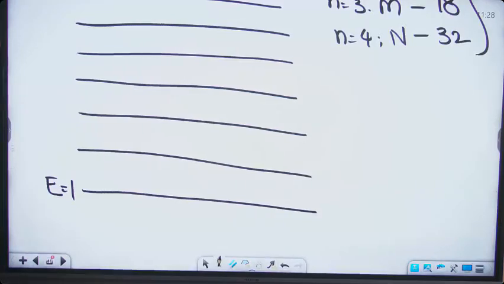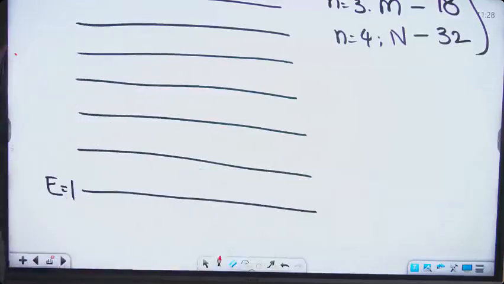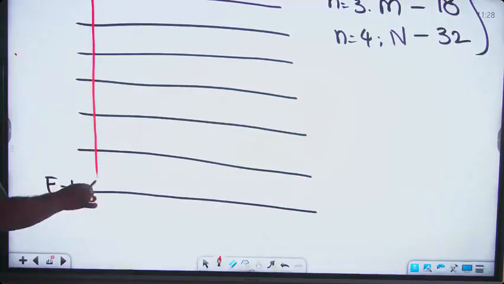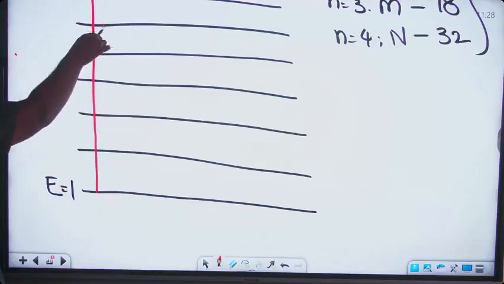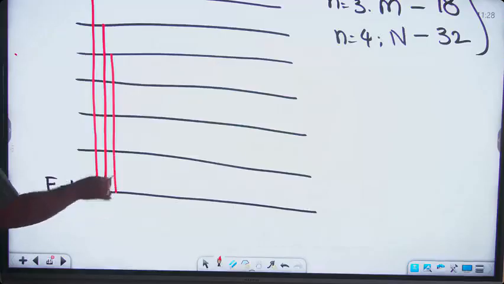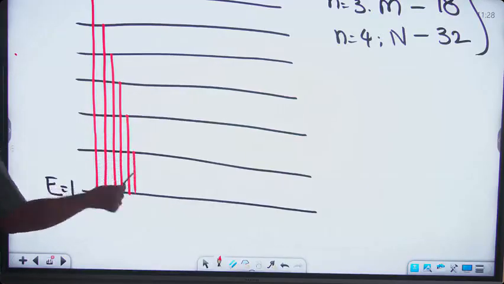Then in that particular case, whenever the electrons are moving from higher energy levels to various energy levels, for example, E7 to E1, or E6 to E1, or E5 to E1, or E4 to E1, E3 to E1, and then E2 to E1.